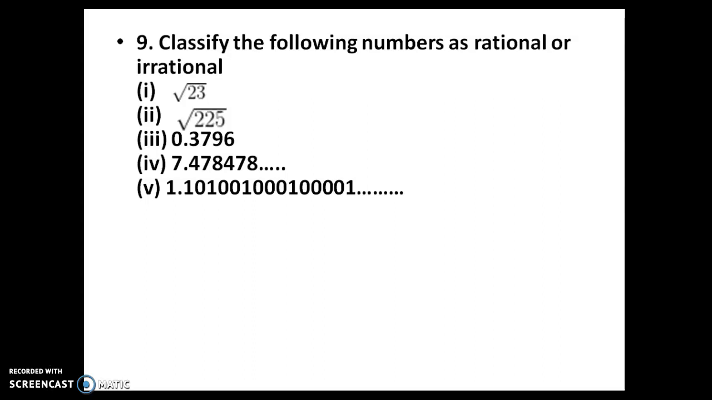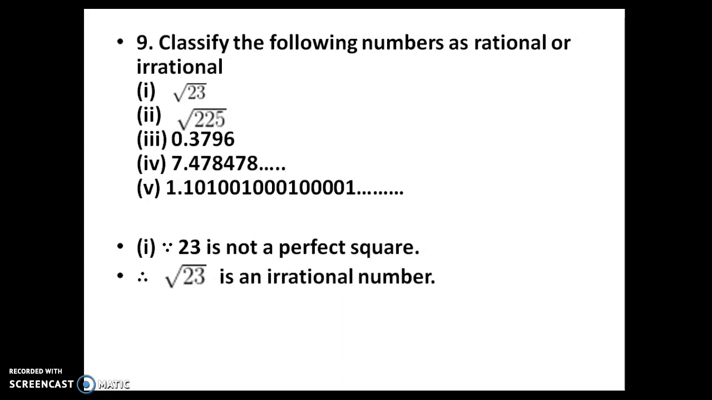Classify the following numbers as rational or irrational. First one is square root of 23. Okay, 23 is not a perfect square. You know, right? Perfect square means 4 is a perfect square. If you take the square root of 4, we will get 2. 9 is a perfect square. If you take the square root of 9, we will get 3. Then 16, 25, all these are perfect squares. But 23 is not a perfect square. So the square root of 23 will be an irrational number.